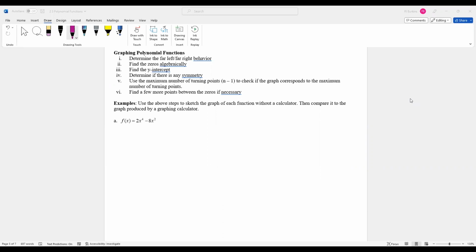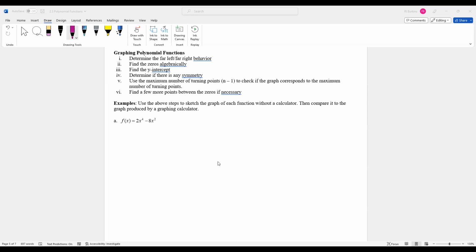We'll talk about the number of turning points, but we're not really going to get into too much about what we do with those. And then we'll find one or two more points on the graph just to give ourselves the ability to make a sketch, and then we'll go ahead and plug it in the calculator and just see what it looks like.